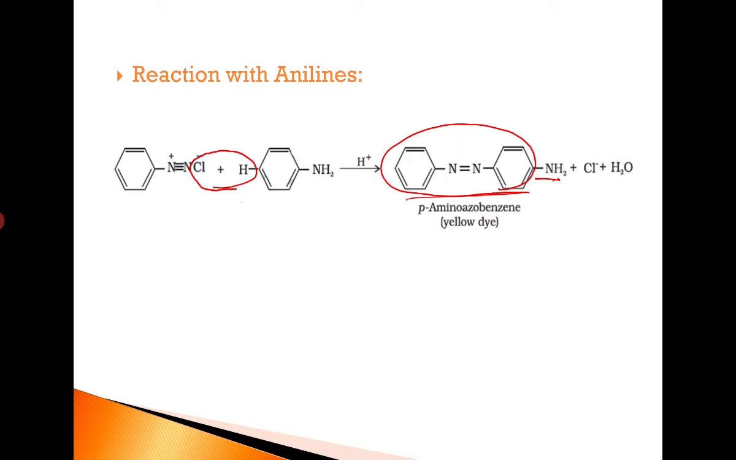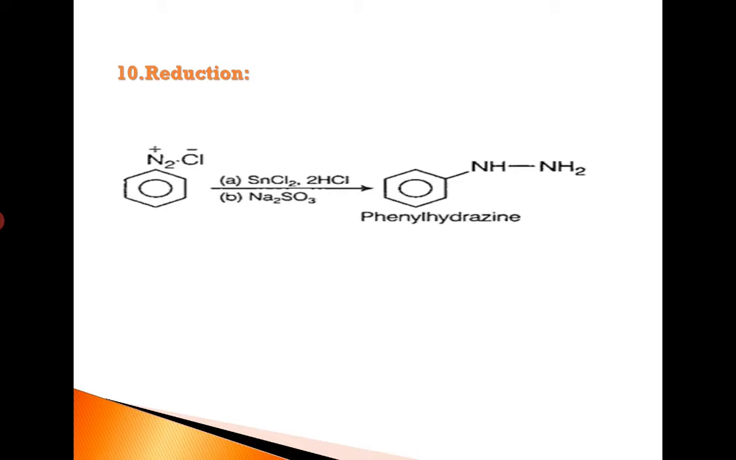Next, reduction. Benzene diazonium chloride on reduction with stannous chloride and HCl gives phenyl hydrazine. Hydrazine means NH2, NH2. If one hydrogen atom is replaced by a phenyl group, then it is phenyl hydrazine. Not only with tin chloride and HCl, but also with aqueous sodium bisulfite or with zinc dust and acetic acid, this diazonium chloride gives phenyl hydrazine.